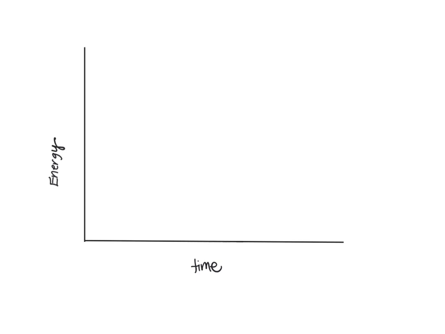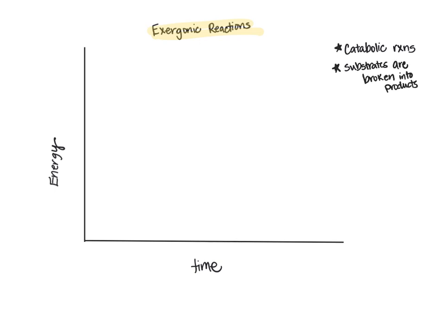Let's start by first looking at exergonic reactions. Exergonic reactions can be thought of as similar to exothermic reactions. However, in exergonic reactions, we're not looking at changes in heat. We are looking at changes in energy. Exergonic reactions are typically catabolic, meaning that we are going to take substrates and break them down into products. And our net change in energy is going to be negative. These reactions will occur spontaneously.